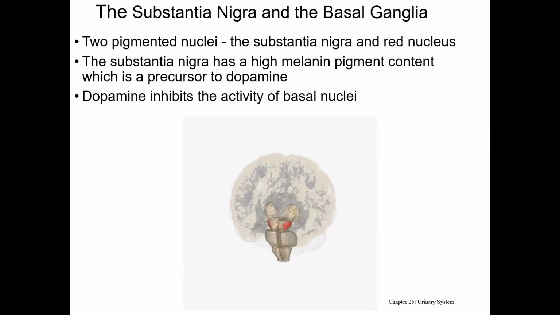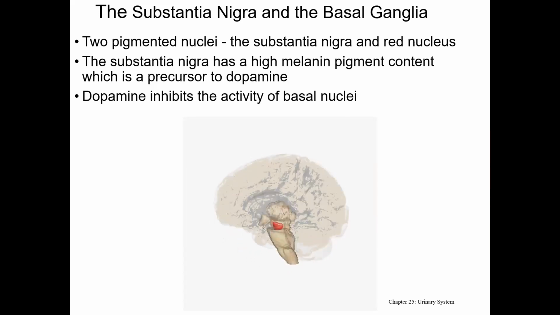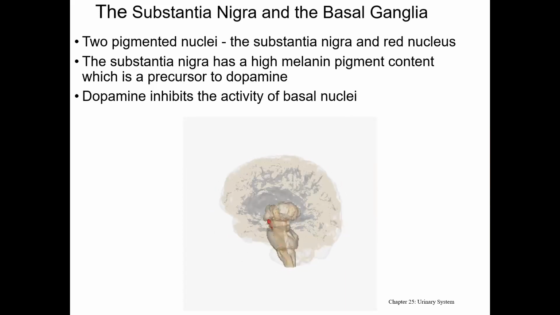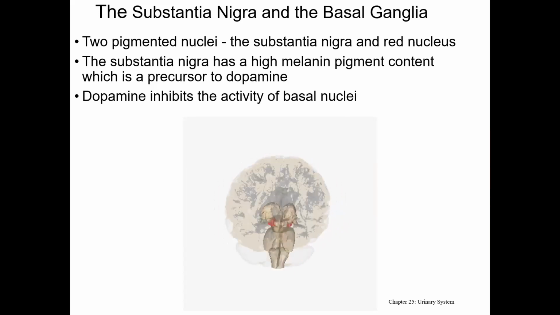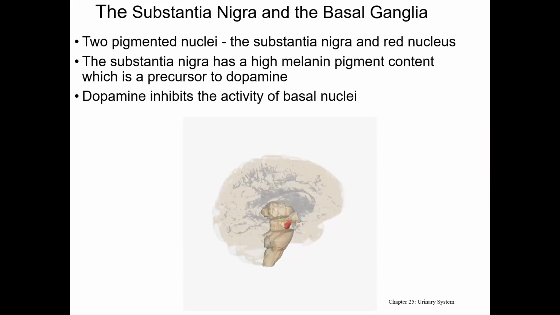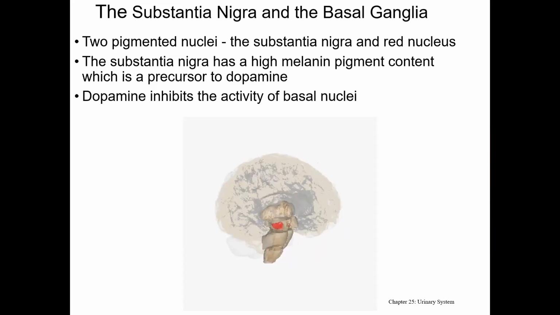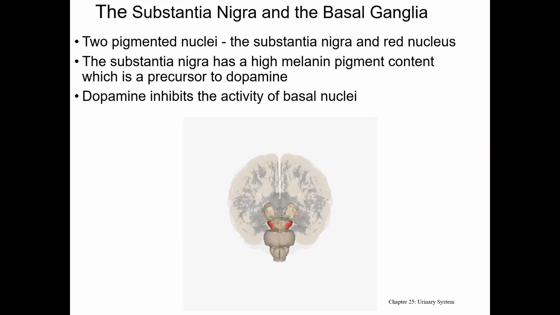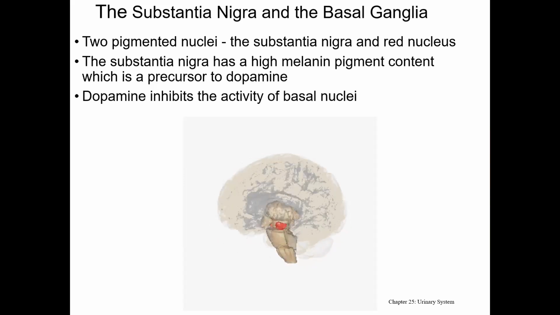Now, the two areas that can help control this are the substantia nigra and the red nucleus. The substantia nigra has a lot of melanin present in there. Melanin is the precursor to dopamine. Dopamine is used not just as a pleasure neurotransmitter, as I said, but also to inhibit the basal ganglia so that it doesn't have excessive control. We don't want to have too much control from the basal ganglia. We want to have just enough.